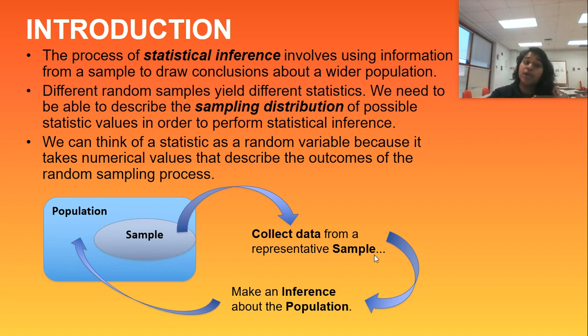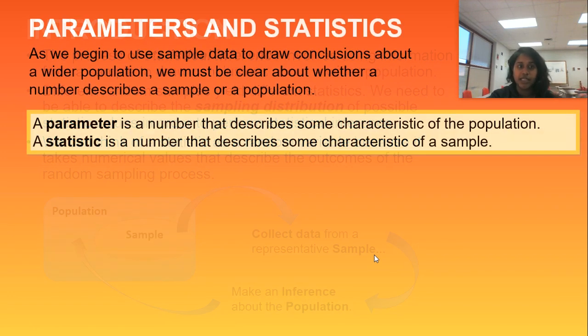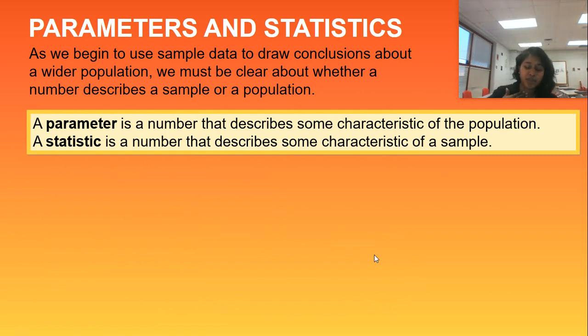But how can we know that we're using true random sampling, and how do we know about sampling distributions? So let's get into that detail. First and foremost, in order to understand sampling distributions, we have to understand the difference between parameters and statistics. A parameter is a number that describes some characteristic of the population, whereas a statistic is a number that describes some characteristic of the sample.